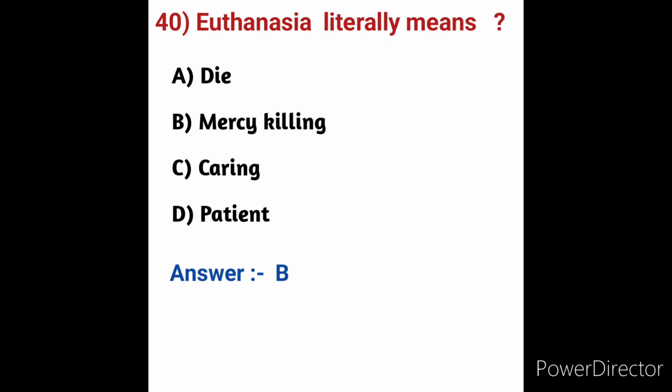To put it simply, euthanasia means painless killing of patients suffering from a painful disease or very old age. Painless killing of patients suffering from a painful situation and painful disease is called euthanasia. Option B, mercy killing is the correct answer here.